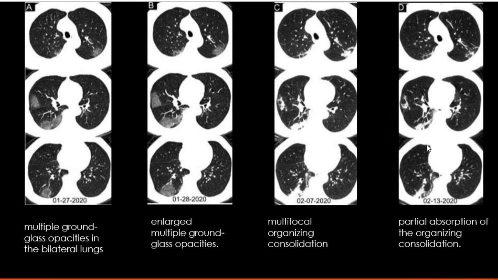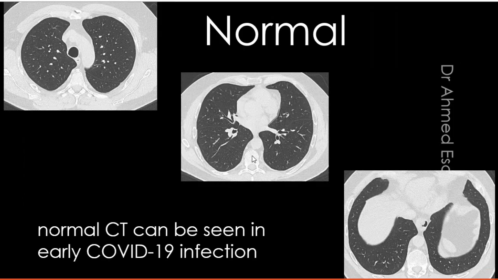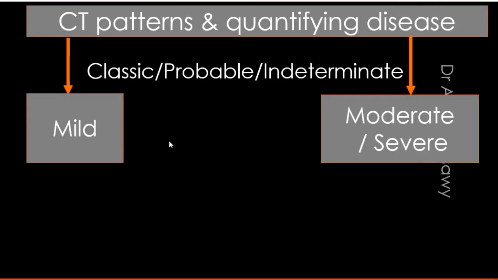We may find imaging findings even if COVID-19 testing becomes negative. A normal CT scan can be seen in early COVID-19 infection; it doesn't exclude infection. CT pattern and quantifying the disease: CT pattern quantification of the disease in the classic, probable, indeterminate groups is classified into mild, or moderate and severe.